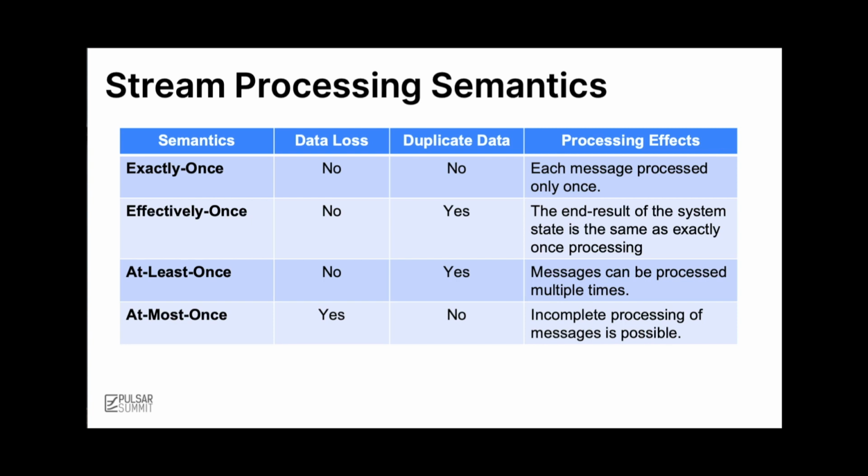And then the least restrictive is the at most once. This is the best effort. I'm going to send you the message, try to process it. If not, I'm not going to resend it again. So there's the possibility of data loss or unprocessed messages, and you will never have duplicates because you're never sending the same message twice. So incomplete processing of messages is possible, and these are the different semantics that will be provided by these error handling patterns, as we talk about in the rest of this presentation.